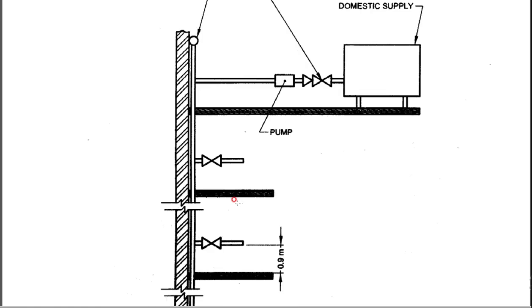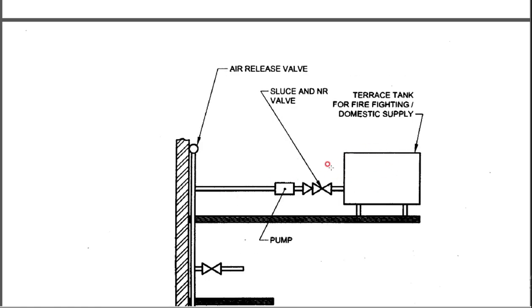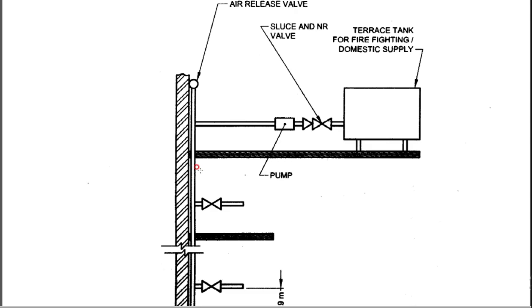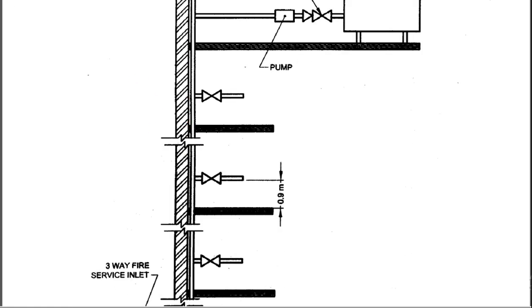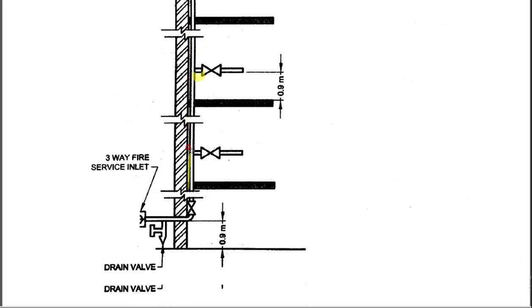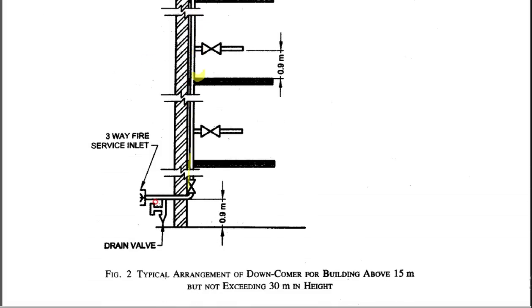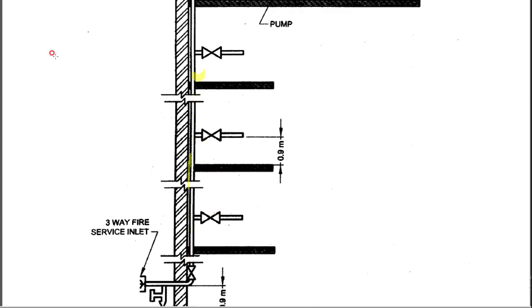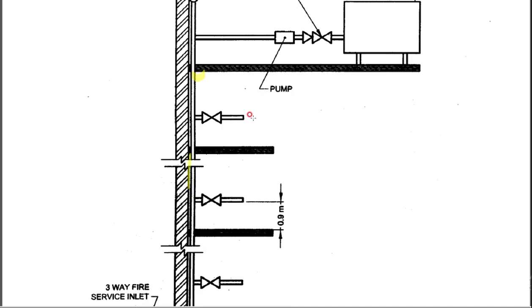Downcomer means you think there is an overhead tank on the top. From there the pipeline is coming. Can you see this pipeline? This is the pipeline, and from that water is taken. For each floor there are the valves here, and from those valves they are using it.